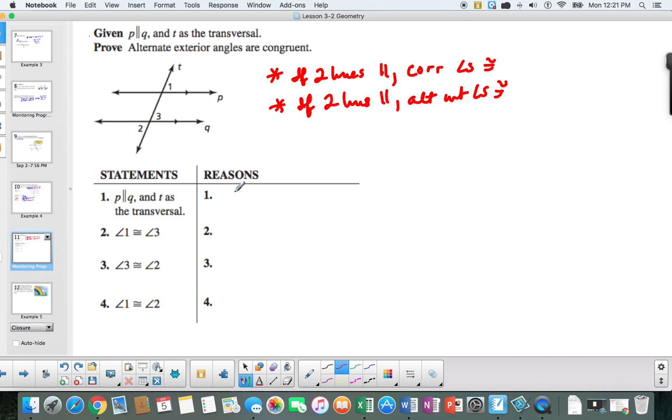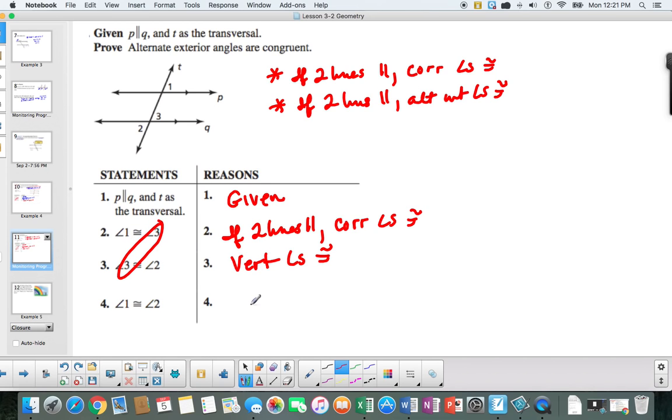All right, so first we are given this, and then we're told 1 and 3 are congruent. We're going to use the corresponding angles theorem: if two lines are parallel, corresponding angles are congruent. And 3 and 2, vertical angles are congruent. I see the connection here, so I know 1 and 2 are congruent by the transitive property of congruence. You can see I'm trying to prove that alternate exterior angles are congruent, and I did that in this last step.